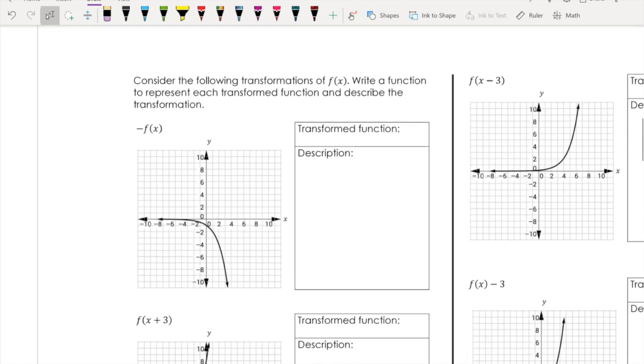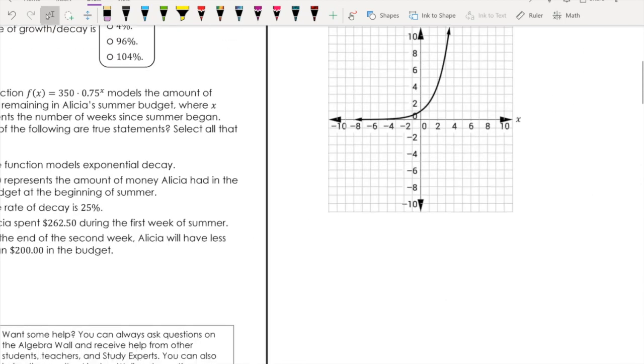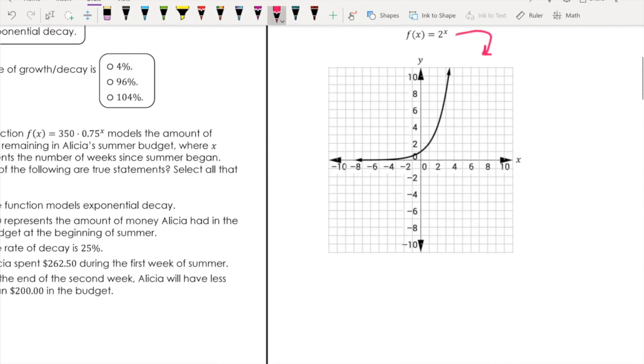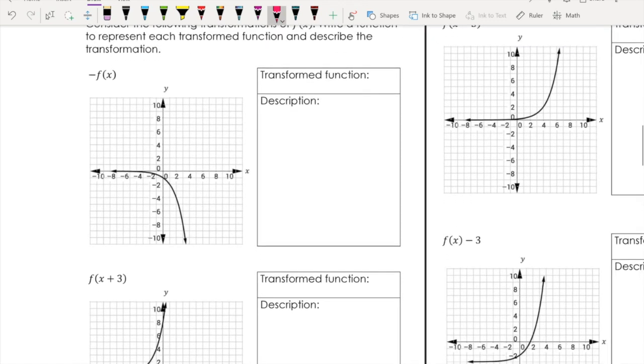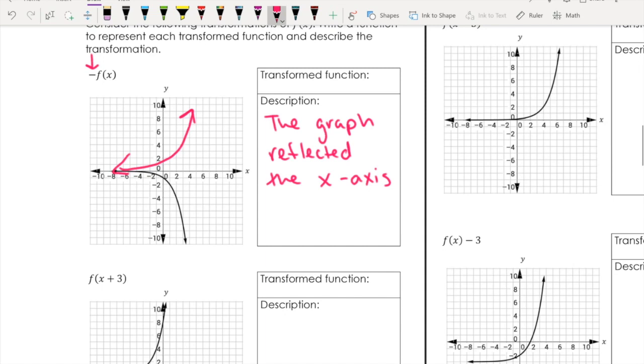Okay, consider the following transformation of f of x. Write a function to represent each transformation and describe the transformation. So basically what this is asking is, what is the difference between this graph right here and this graph right here? What changed? Well, clearly the graph flipped. We can see that the graph went upside down. And look right here, there's a negative. Because of that negative, the graph reflected, and what reflected means is it just flipped over the x-axis.